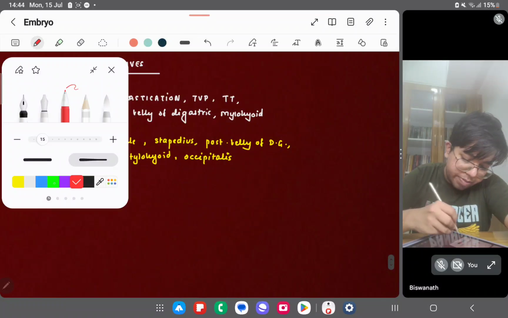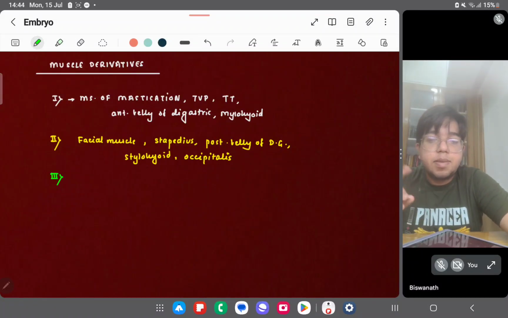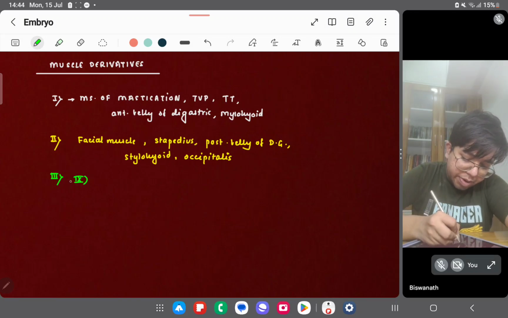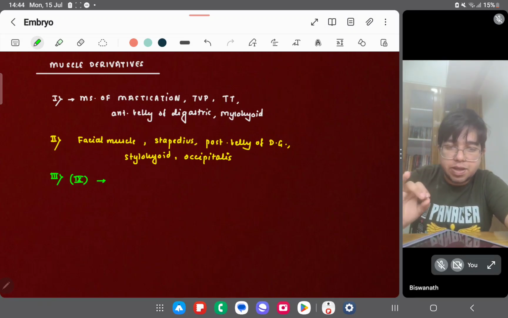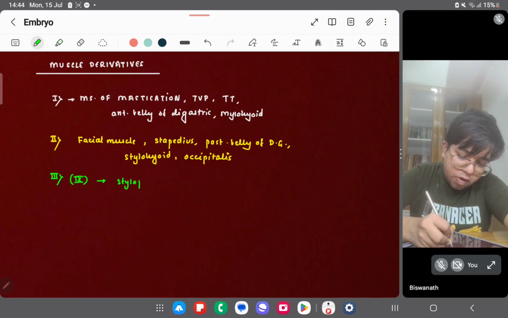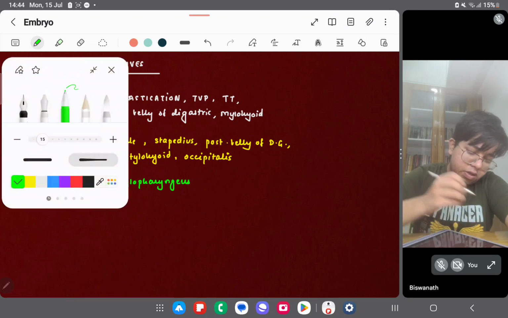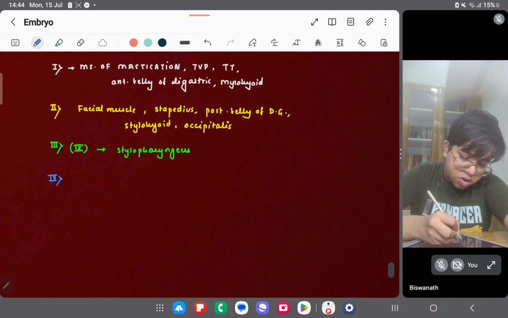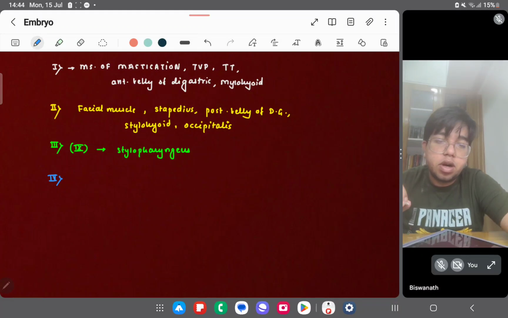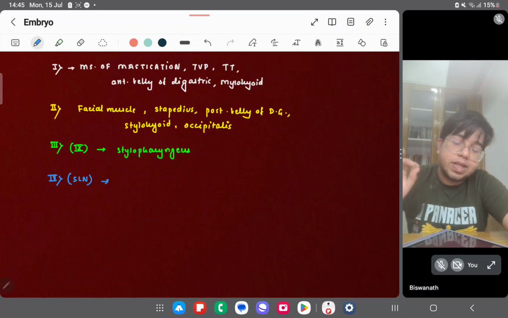Okay. Then let's come to the third arch. First, second, I'm maintaining the color code as much as possible. So third arch. Third arch is supplied by the ninth nerve. Okay, ninth nerve. Remember, ninth nerve. So it is only supplying which muscle? Your stylopharyngeus muscle, right? Stylopharyngeus. Then come to fourth. Fourth arch is supplied by your superior laryngeal nerve. Superior laryngeal nerve, SLN.